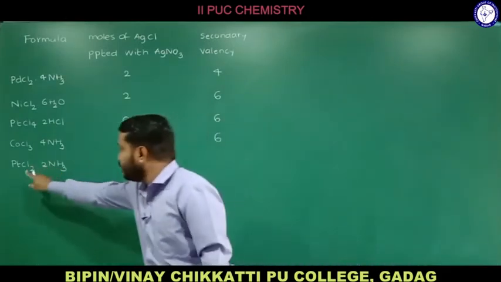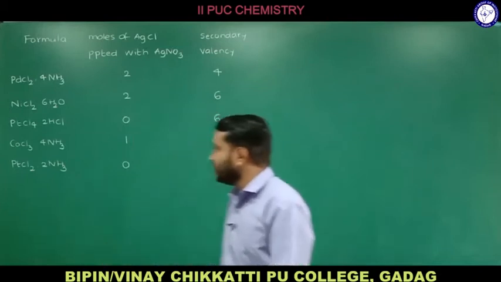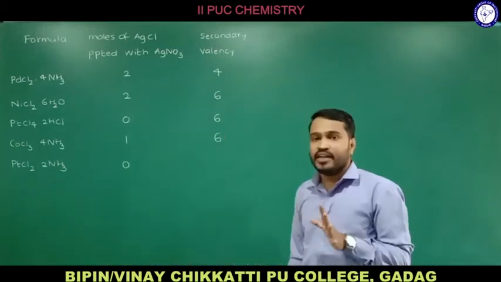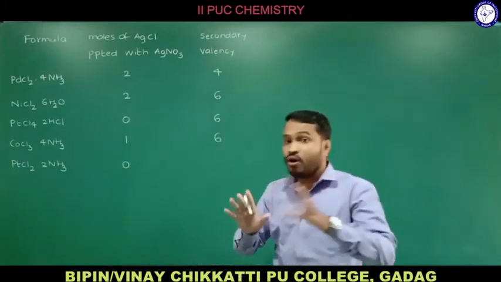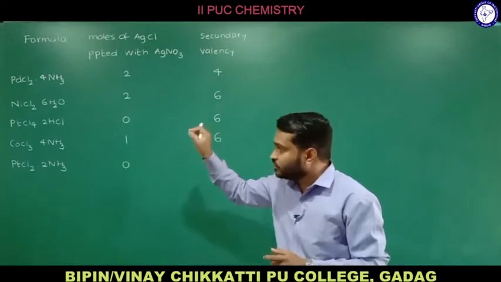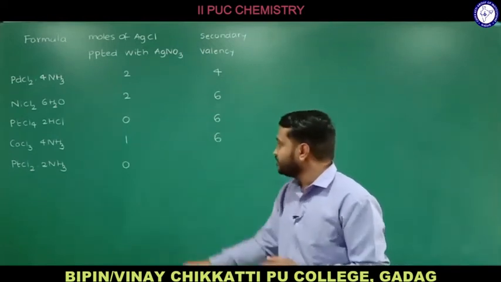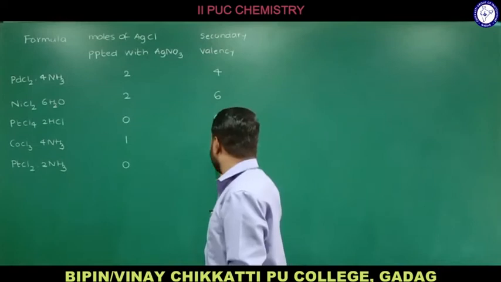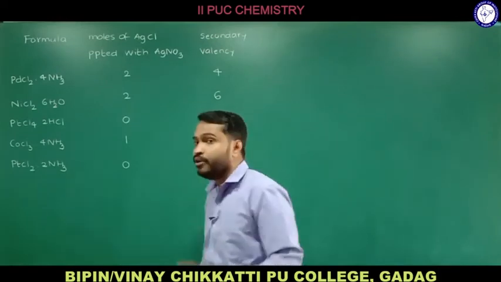In the case of the platinum compound, PtCl2 2NH3, we are not going to get any precipitate. That means all the Cl are non-ionizable, so you need to consider these 2 Cl and the 2 NH3 we have. Therefore, the coordination number, the secondary valency, will be 4.